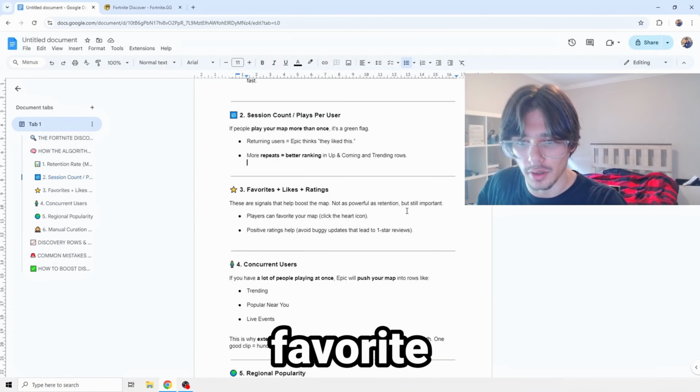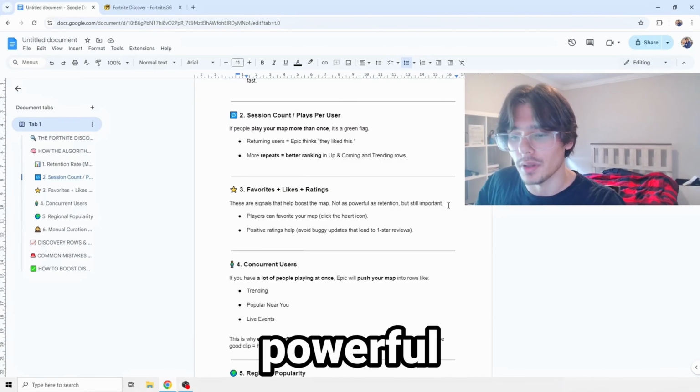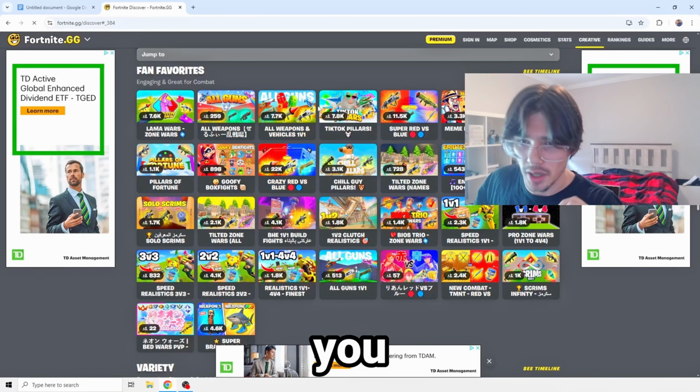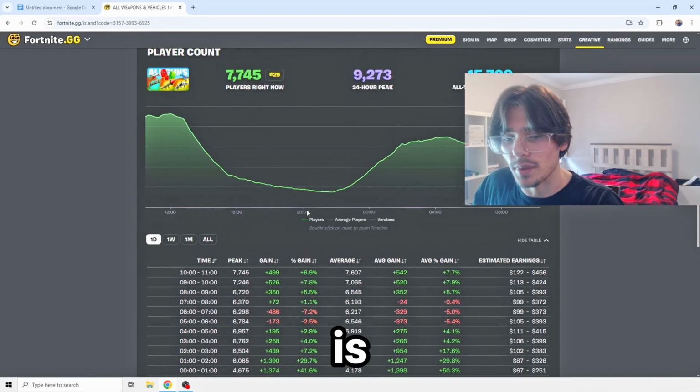Third section, likes and favorite ratings. These are signals that help boost your map inside of the Fortnite algorithm and discovery. They're not as powerful as retention, but still important. The reason most people think that they don't actually matter, which I will tell you why they actually do matter, is because Epic is looking into it. They literally told us that the reason why they're not getting picked is because of the likes and favorites.